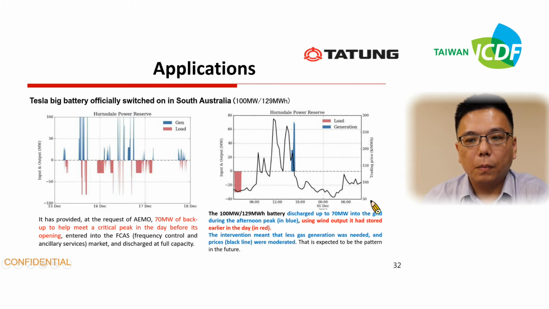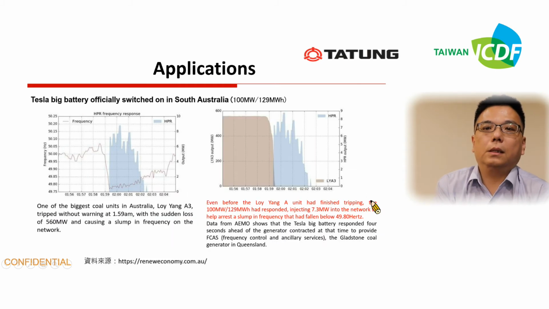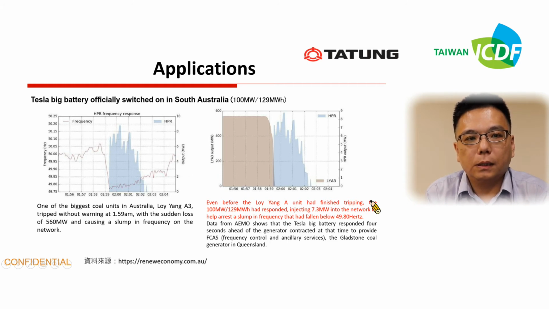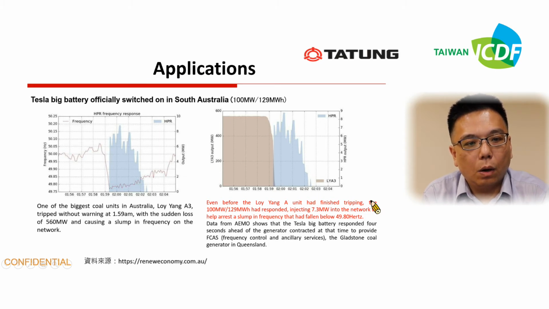And the famous record of this battery system is what happened in 2017. On one day, one of the biggest coal units in Australia, Loy Yang A3, tripped without warning at 2 a.m. and suddenly lost 560 megawatt, which caused a slump in the frequency on the network.